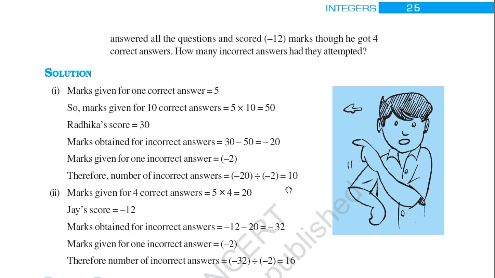So for Jay, marks given for 4 correct answers: 5 into 4 is equal to 20. Jay scored minus 12. So marks obtained for incorrect answers is equal to minus 12 minus 20, which is equal to minus 32. So we divide it by minus 2, because minus 2 is for each wrong answer. And here the number of incorrect answers is 16. So Jay's incorrect answers were 16.